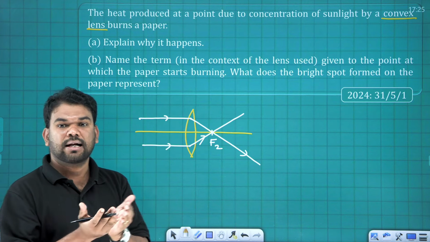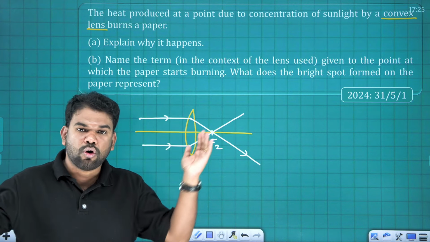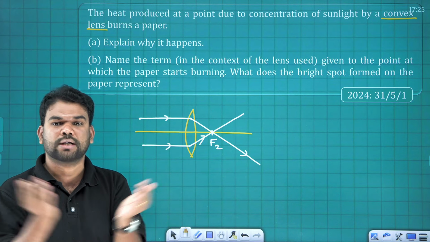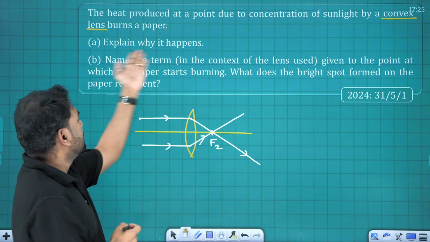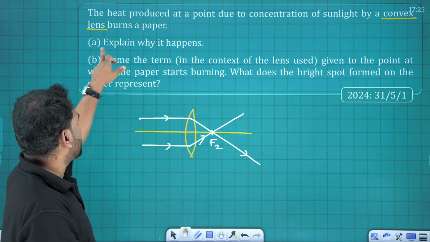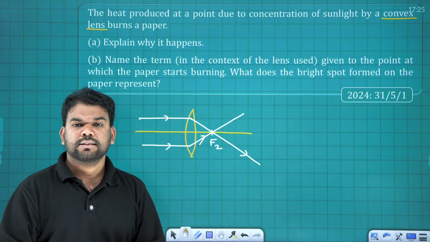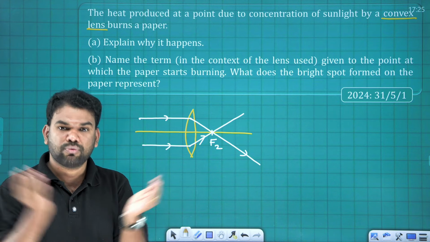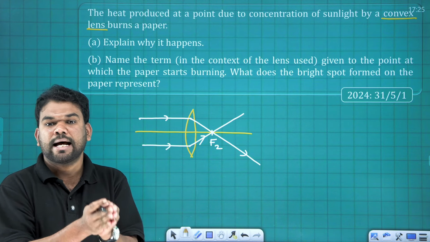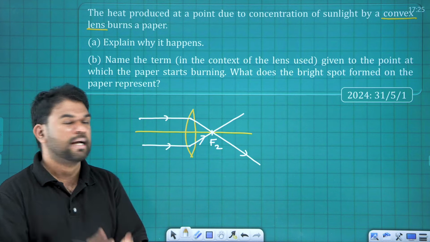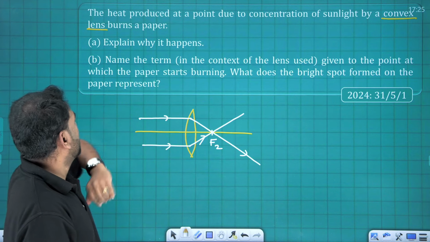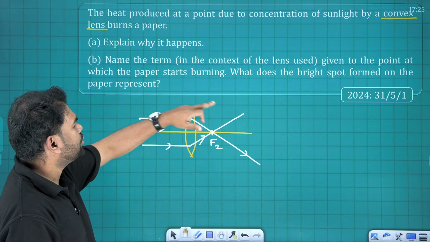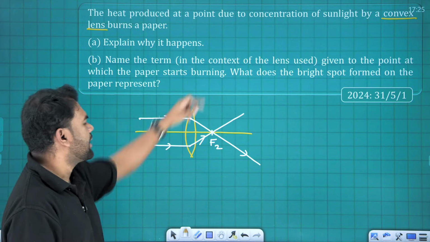You know that sunlight has heat. So if all the sun rays converge or focus to a point, clearly the paper will burn. So explain why it happens. What is the answer? This is because it's a converging lens. All the rays from the sun converge to a particular point, and heat will be produced at that point, and the paper will burn.